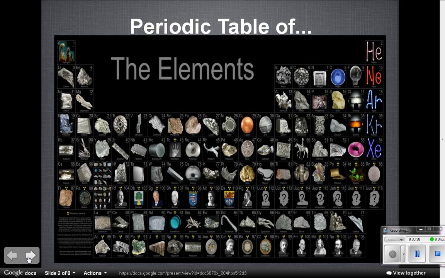Let's go. So the periodic table of elements is an organized table showing all of the known atoms that make everything, all matter we know of. Some of the elements are man-made, mostly on the bottom, the radioactive ones, and most of the elements occur naturally.